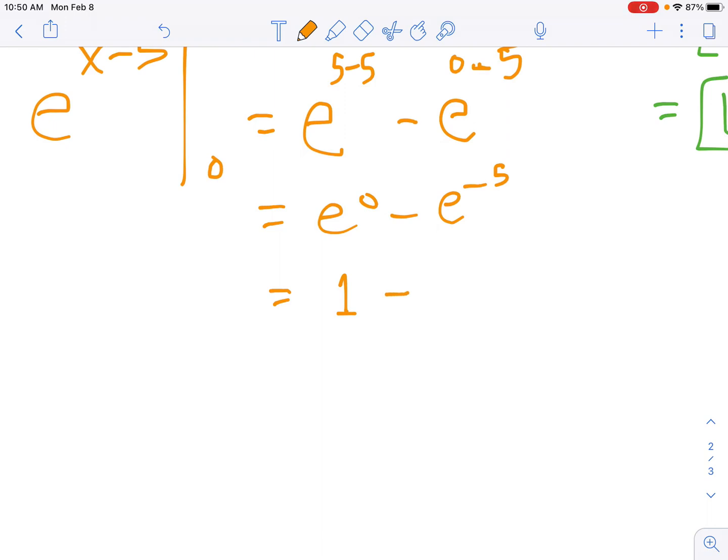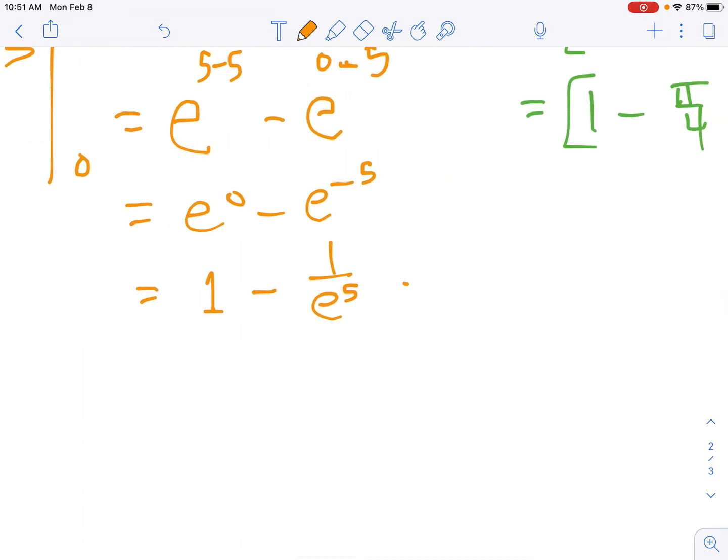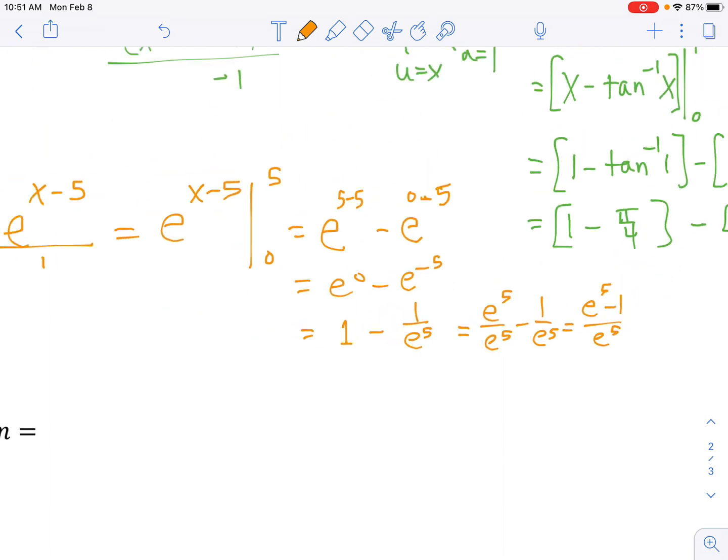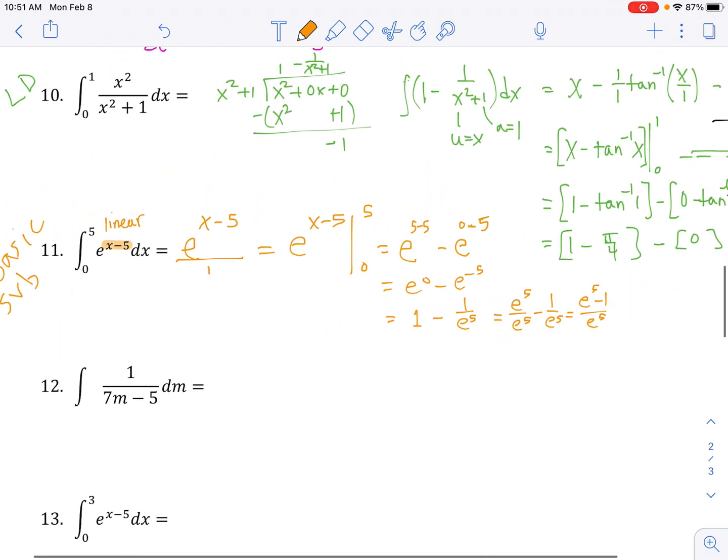So this is 1 minus e to the minus 5, which is 1 over e to the 5th. So this is another opportunity for them to give you an answer in a form that you might not recognize. And so we can think of 1 as e to the 5th over e to the 5th, minus 1 over e to the 5th. So a lot of times they'll call this e to the 5th minus 1 over e to the 5th, to write it as a single fraction.